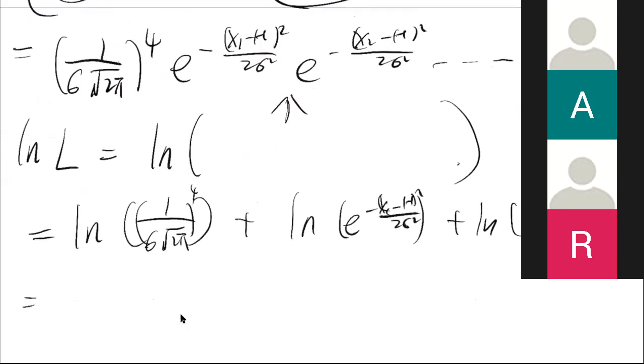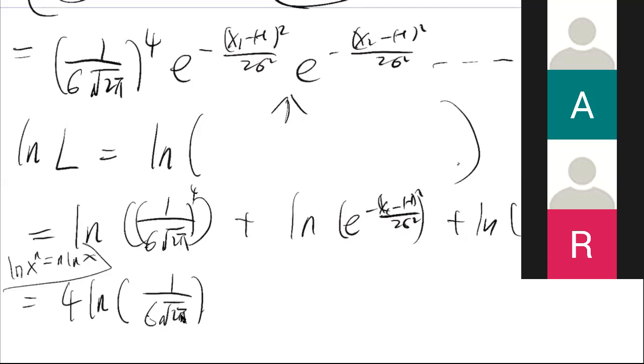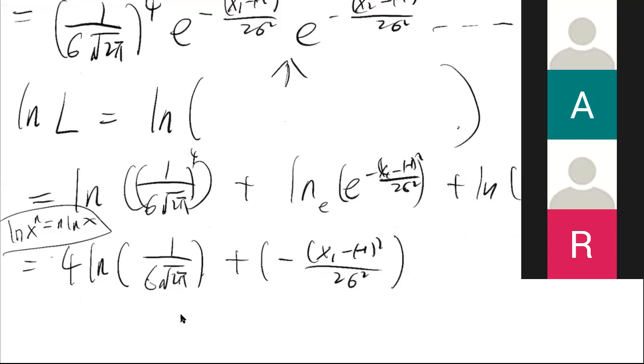And this log is just 4 times log of 1 over sigma square root of 2 pi. So we are using the fact that log of x to the n is equal to n log x. And because this is base e, we can get the result directly. That's negative x1 minus mu squared over 2 sigma squared, plus the negative of x2 minus mu squared over 2 sigma squared. And same thing for x3 and x4.